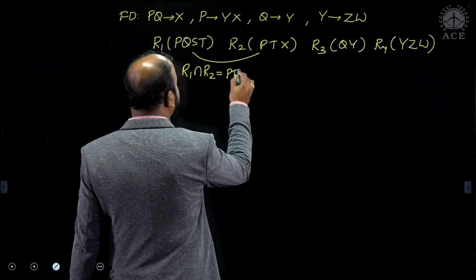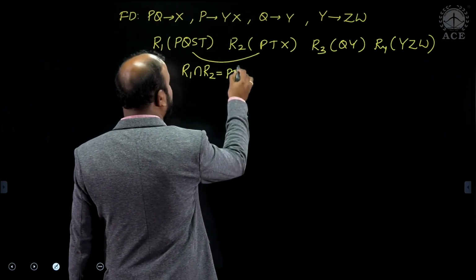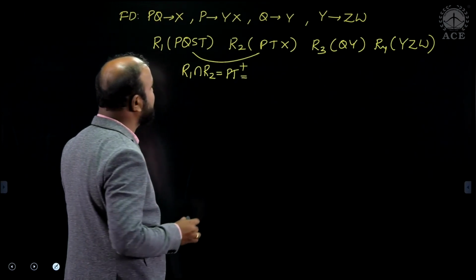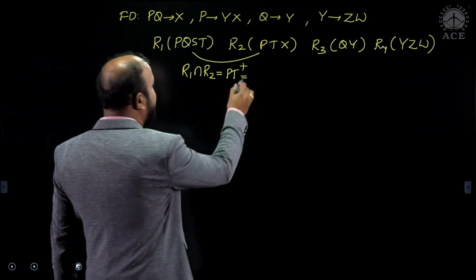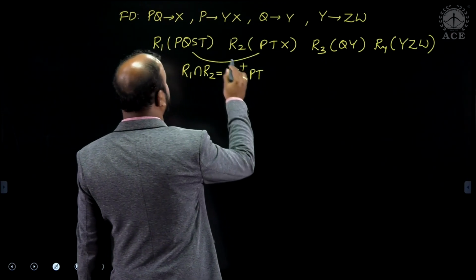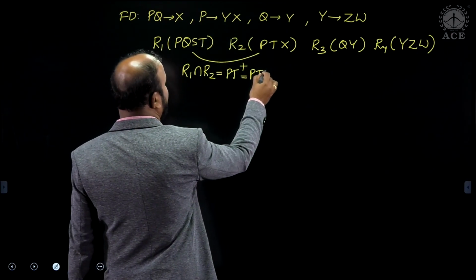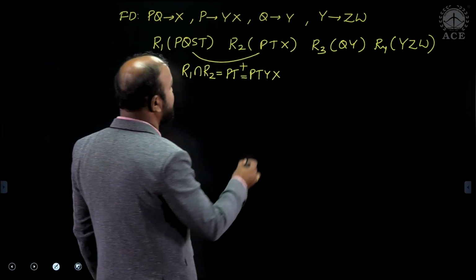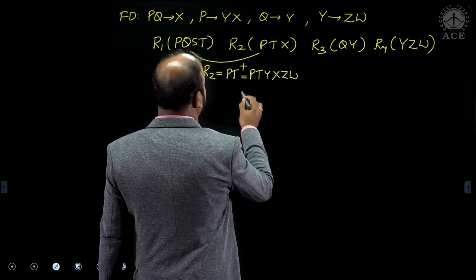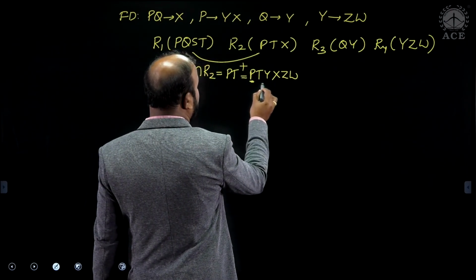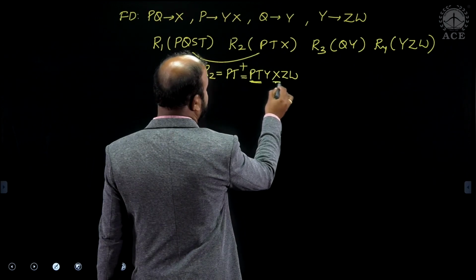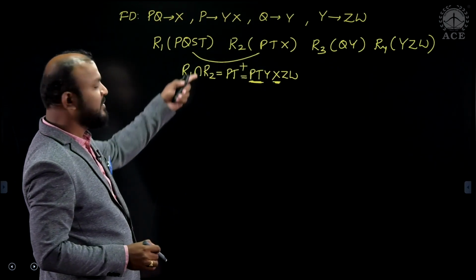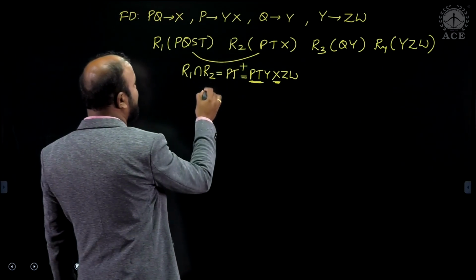So, how do you verify whether this PT is going to determine the attributes of R1 or R2? By finding the closure. What is PT closure? PT, with P we have Y and X, with Y we have Z and W. It means it is deriving P, T and X, meaning it is deriving the attributes of R2. Because it is deriving the attributes of R2, joining of R1 and R2 is lossless.